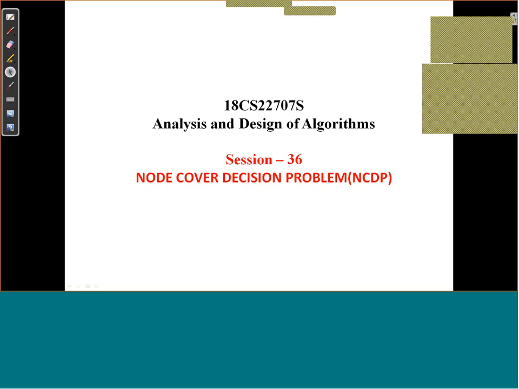So clique means maximal complete subgraph. So we have to prove that the clique problem is NP-hard. In order to prove that the problem is NP-hard, first we will be taking one theorem. The theorem is nothing but CNF satisfiability reduces to the clique problem.